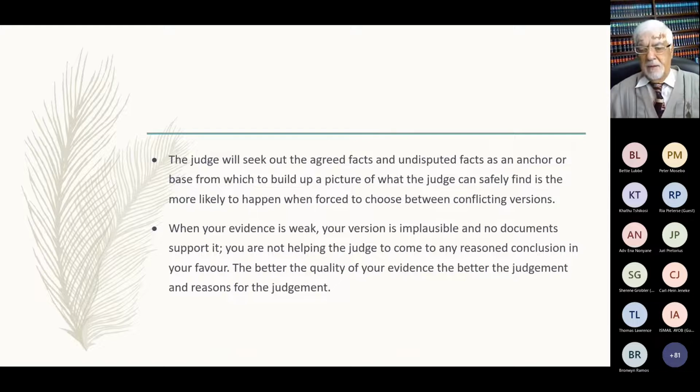Now, the judge will use that as an anchor and then build a picture of what the judge is thinking of what is likely to have happened. Not the truth, not what truly happened, but what is most likely to have happened. In other words, the judge will test the probabilities of each party's version. And the judge will choose that version which is the most probable.